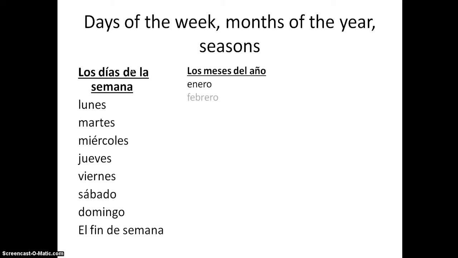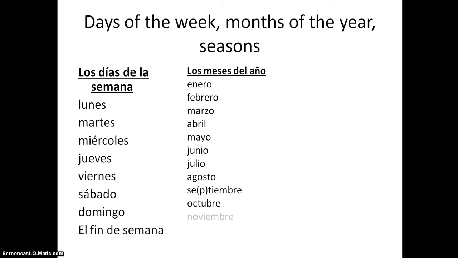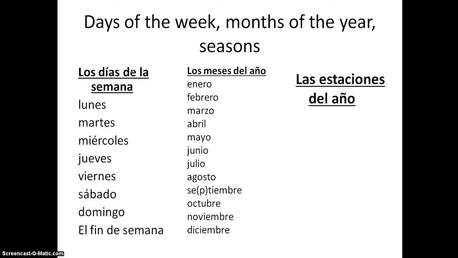Los meses del año, the months of the year. Enero, febrero, marzo, abril, mayo, junio, julio, agosto, septiembre. Now this one can be spelled with a P or without. So septiembre or setiembre. Octubre, noviembre, diciembre.